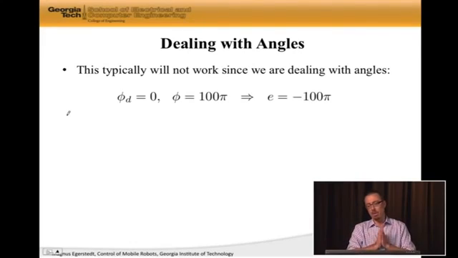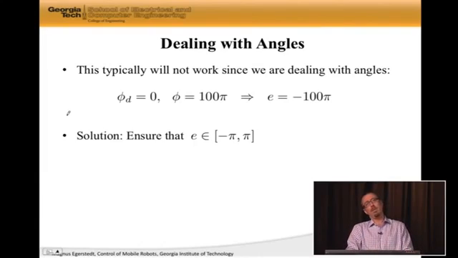So we should not be naive when we're dealing with angles. Angles are rather peculiar beasts, and we need to deal with them carefully. There are famous robotic crashes that have been caused by this, where the robot starts spinning like crazy, even though it shouldn't, because it thinks it's 200 pi off instead of 0 radians off. So what do we do about it? Well, the solution is to ensure that the error is always between minus pi and pi. So minus 100 pi, well, that's the same thing as 0.